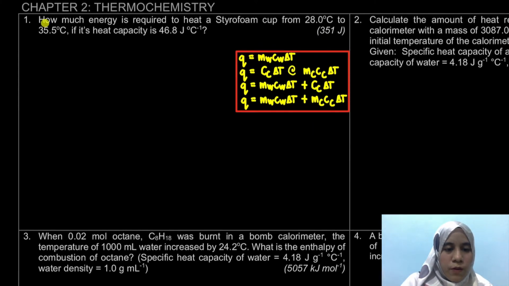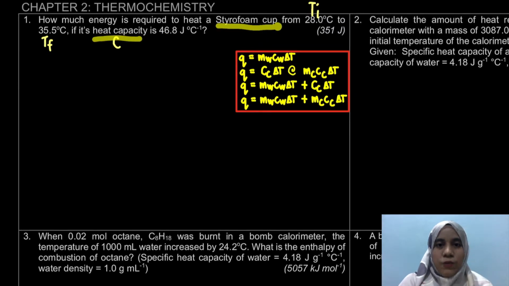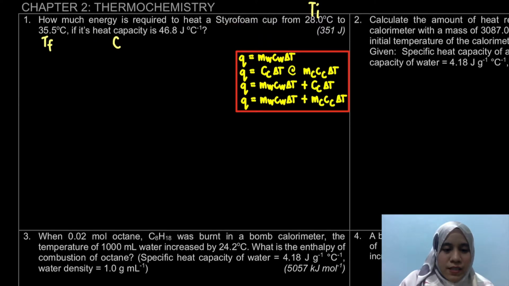Question number 1: how much energy is required to heat a styrofoam cup from 28 degrees Celsius to 35 degrees Celsius if the heat capacity is 46.8? From here, we know that this is my initial temperature and this is my final temperature. Heat capacity is capital C. So which one are we going to use? Is it MCAT? No, we cannot use it. We're going to use Q equal to CAT. Here we do not know the heat capacity of what? Sebenarnya the heat capacity of our styrofoam cup, which is our calorimeter, so here it is actually C of the calorimeter.